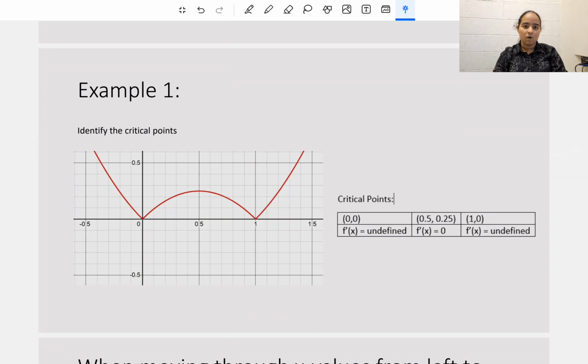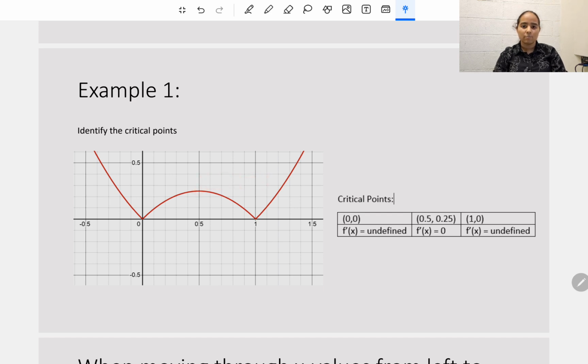Firstly, as stated before, f of a must be defined. Looking at this graph, we can see every x value is defined, so every x value fulfills the first criterion. Whereas, for the second criterion, f prime a should either be 0 or undefined. As we stated in the section before, when f prime a equals 0, the function is flat. By looking at the graph, we can see the function is flat at x equals 0.5. So, the critical point will be 0.5, 0.25.